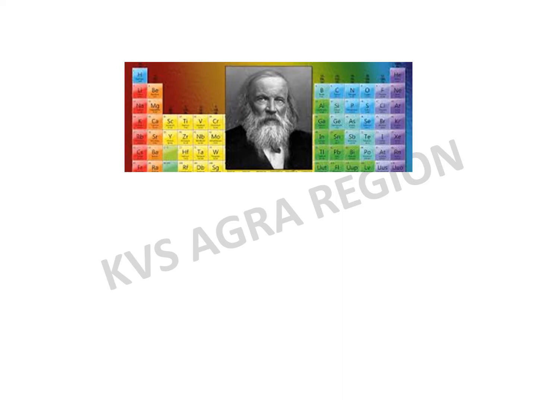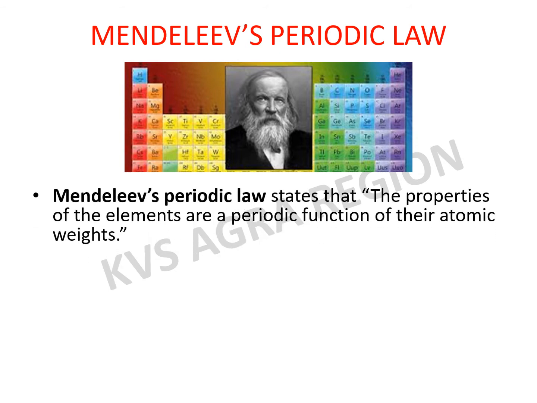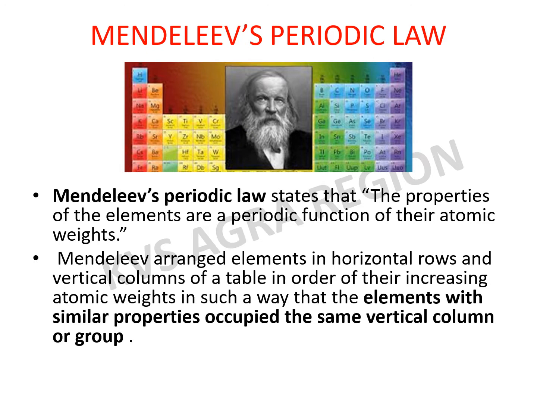Mendeleev, known as the father of the periodic table, gave Mendeleev's periodic law, which states that the properties of elements are a periodic function of their atomic weight. Mendeleev arranged elements in horizontal rows and vertical columns of a periodic table in order of their increasing atomic weights in such a way that the elements with similar properties occupied the same vertical column or group. Hence, we can say the vertical columns are known as groups, whereas the horizontal rows are known as periods in a periodic table.